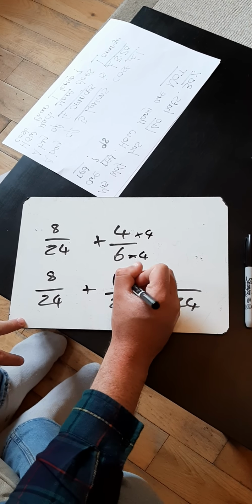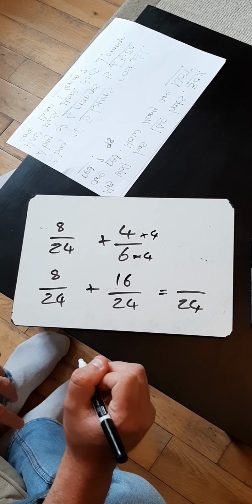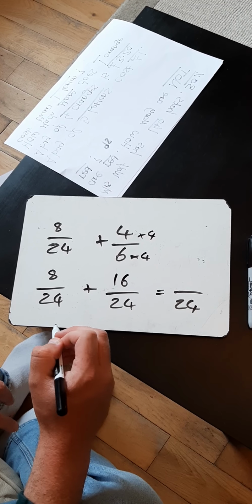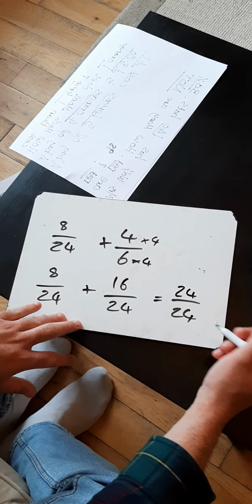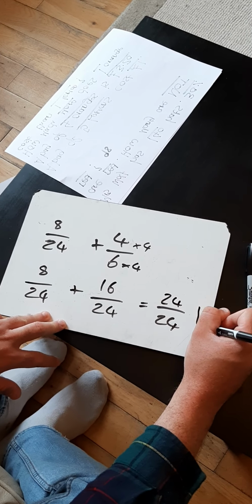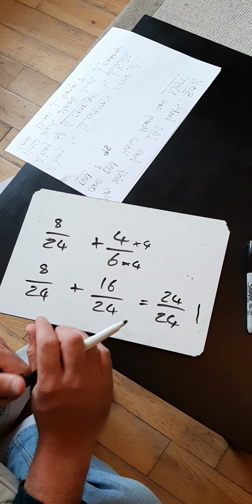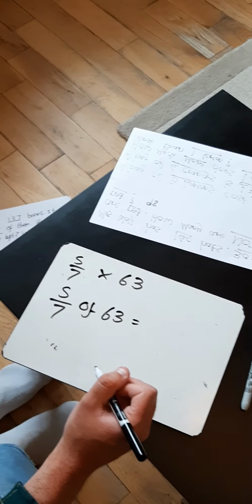4 times 4 gives us 16. Our answer is going to be out of 24. And 16 plus 8 gives us 24 out of 24. Alternatively, you could write it as 1, because 24 over 24 is equivalent to 1 whole.